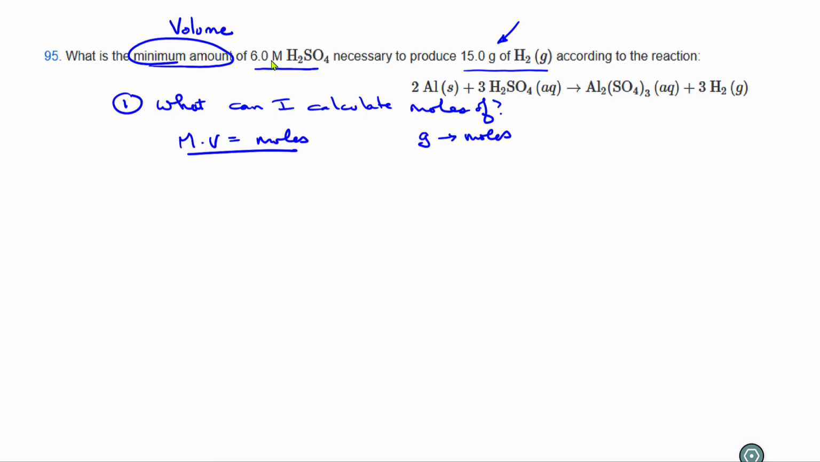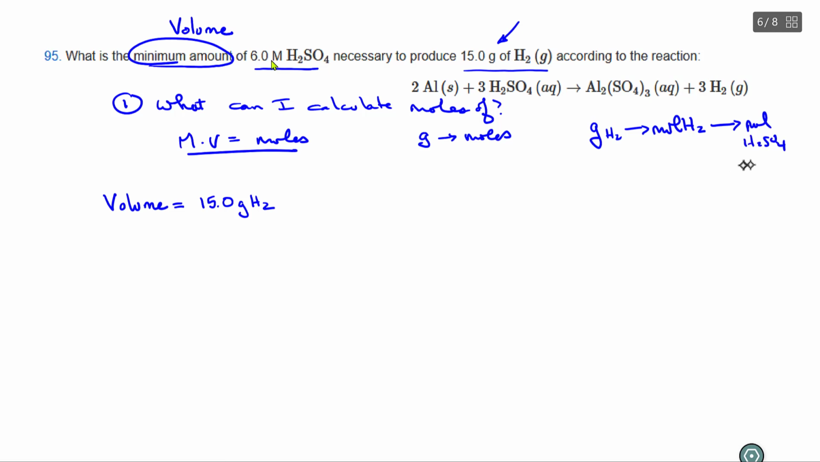So we're looking for a volume. And we're starting with 15 grams of hydrogen. And then the process you're going to do is this. You're going to go from grams of H2 to moles of H2, and then to moles of H2SO4.